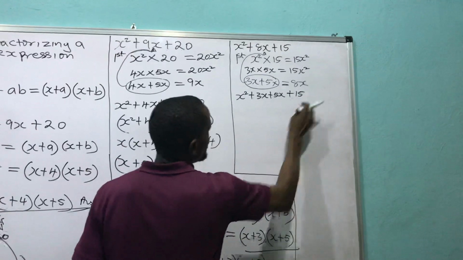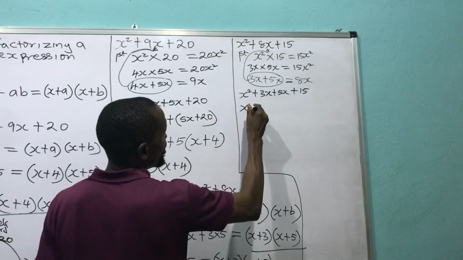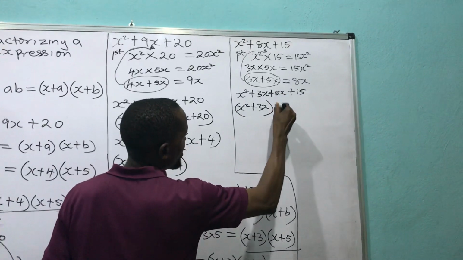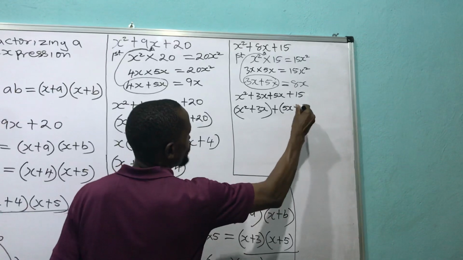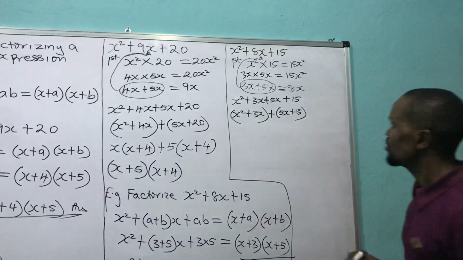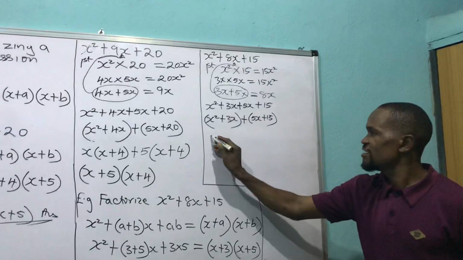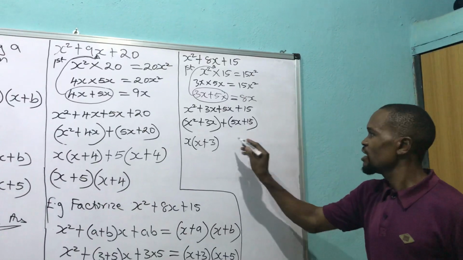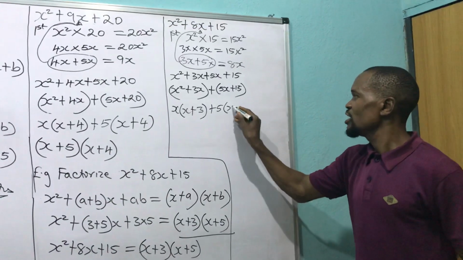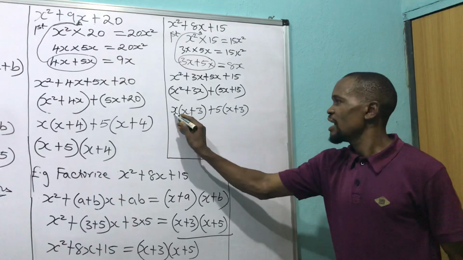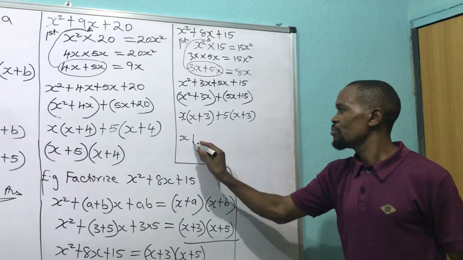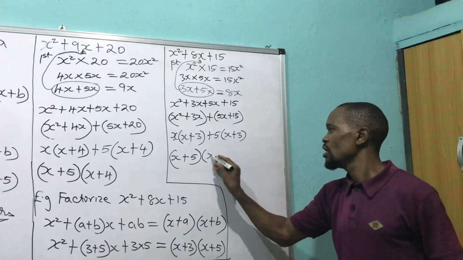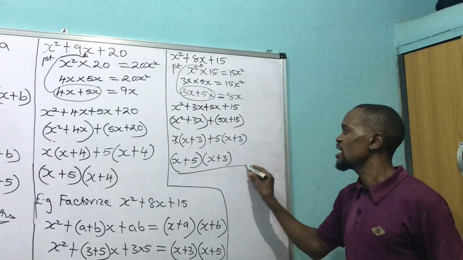15. Are you there? And I can share it, having x squared plus 3x, close the bracket, plus 5x plus 15, close. You follow? Then what is common here? x can divide both, I have x here, plus 3. What is common here? 5 can divide both, I have 5 into x plus 3. This and this are common, I take one. And that's my answer of factorizing that.